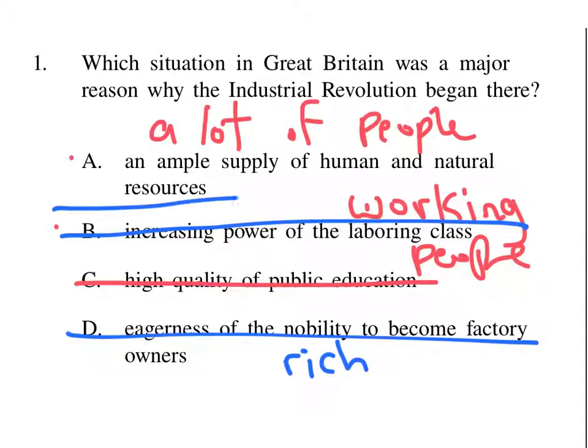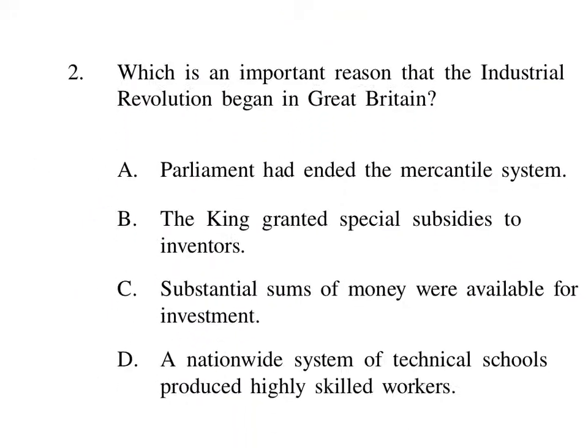So all that we have left is option A. There's a lot of people and a lot of natural resources, which resulted in this transition to big factories creating lots of goods and services. Let's look at number 2.